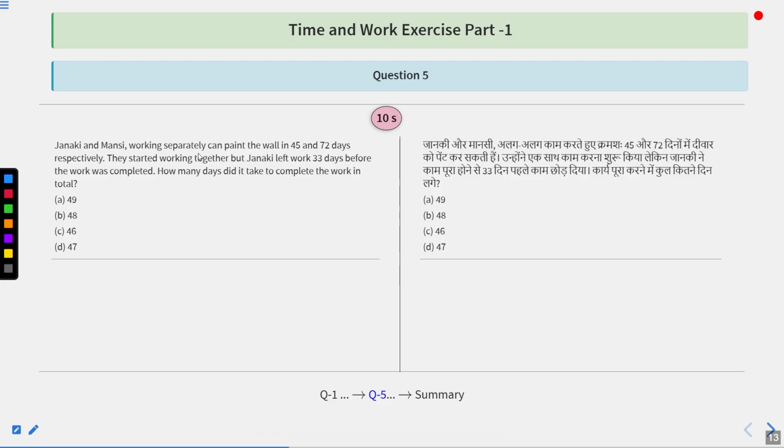Janki and Mansi, working separately, can paint the wall in 45 and 72 days respectively. They started working together, but Janki left work 33 days before the work was completed. How many days did it take to complete the work in total? Options are 49, 48, 46 and 47.